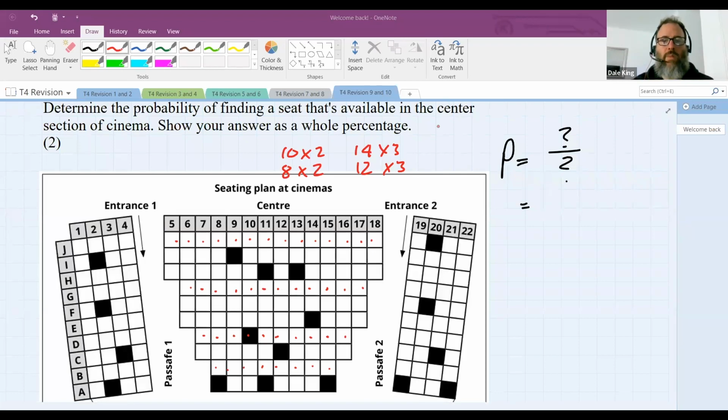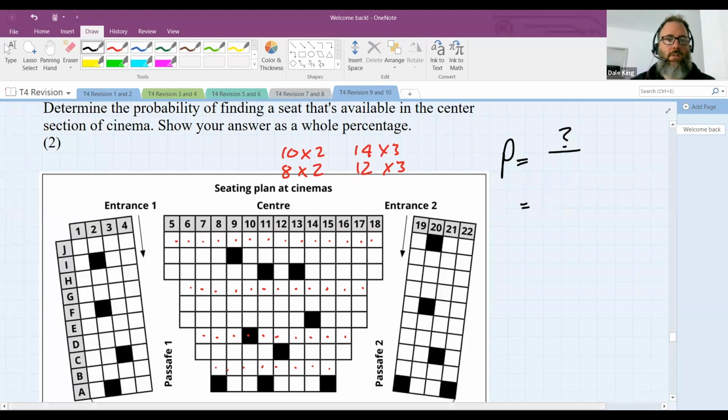So we need to work out the probability of finding a seat that's available. All right, so the white blocks. What's the chance that you'll hit a white block in this center area here? So we've got to have a probability fraction, and underneath in the fraction is the total possible number that you could have in this center section. That's why I started adding up all the blocks in the center section. I've got 14 times 3, 12 times 3, 10 times 2, 8 times 2. So I'm counting the rectangular sections of the center section, and we need a total at the bottom of our fraction.